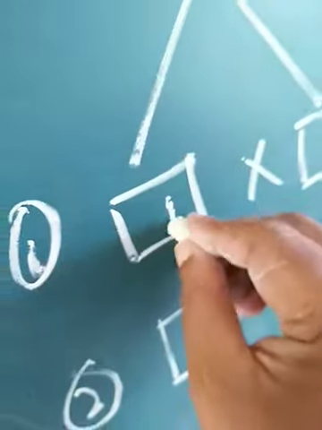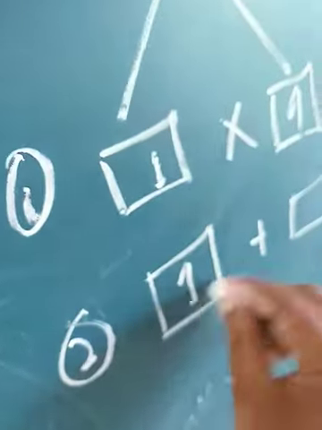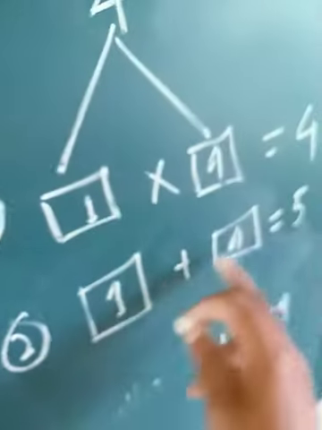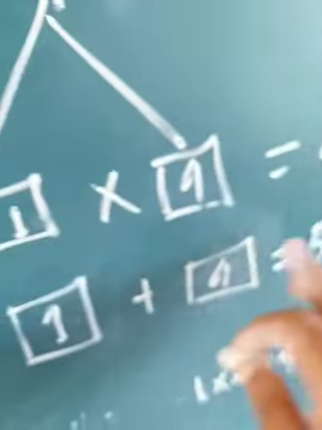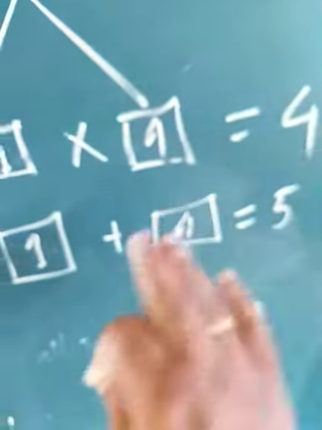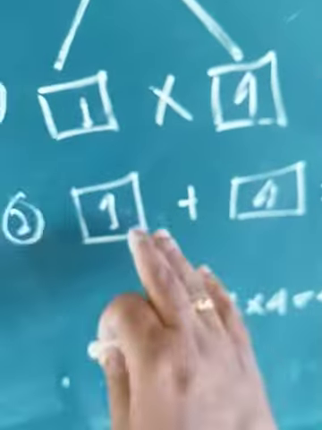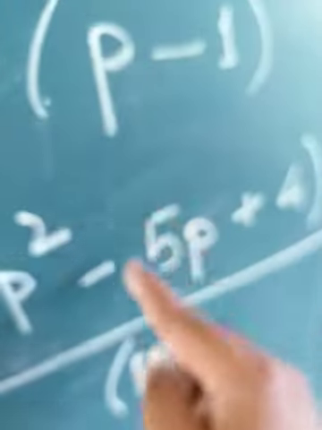See, 1 into 4 is 4, and if I put 1 and 4 out here, does it satisfy the second condition? That is 1 plus 4 is 5, and 1 into 4 is also 4. So these two numbers are satisfying the two conditions, that is the product also and the sum also. So the numbers are 1 and 4. So now where we have to put these numbers? In middle term, isn't it?